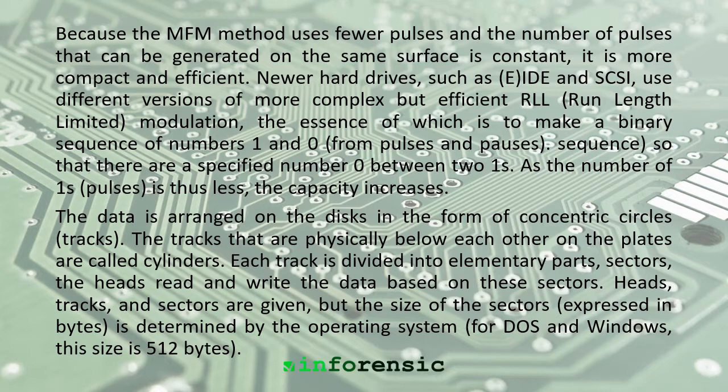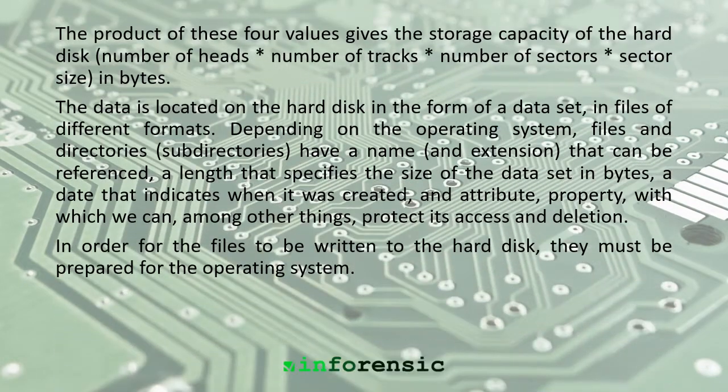The data is arranged on the disks in the form of concentric circles, tracks. The tracks that are physically below each other on the plates are called cylinders. Each track is divided into elementary data units called sectors. Heads, tracks, and sectors are given, but the size of the sectors, expressed in bytes, is determined by the operating system. For DOS and Windows, this size is 512. The product of these four values gives the storage capacity of the hard disk: number of heads times number of tracks times number of sectors times sector size, in bytes.